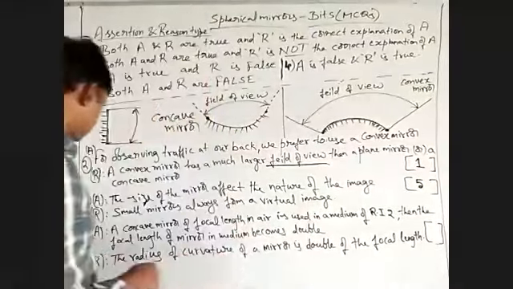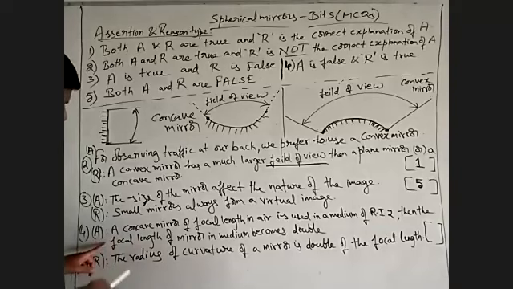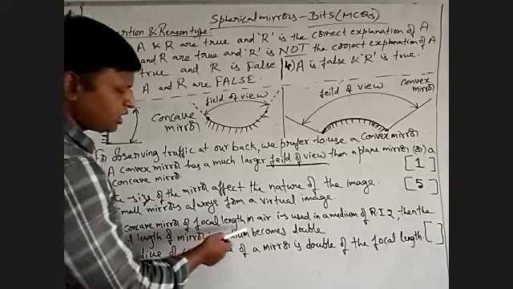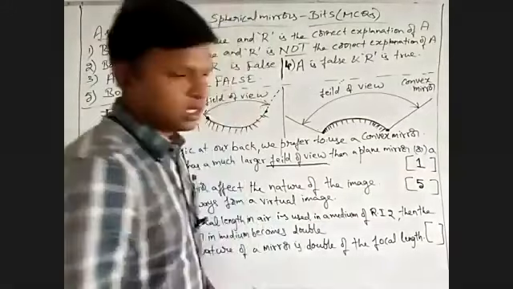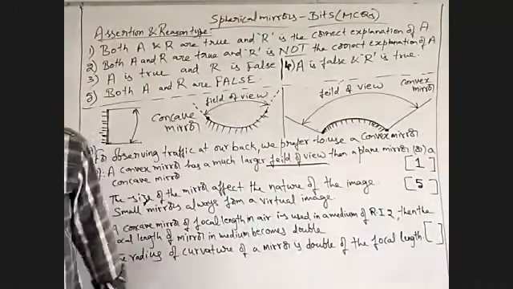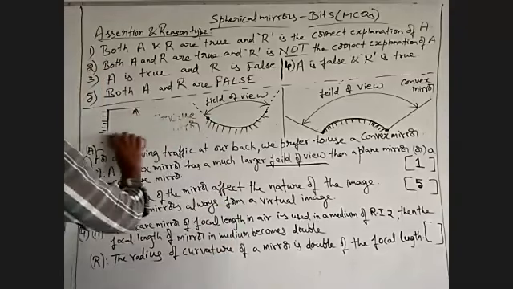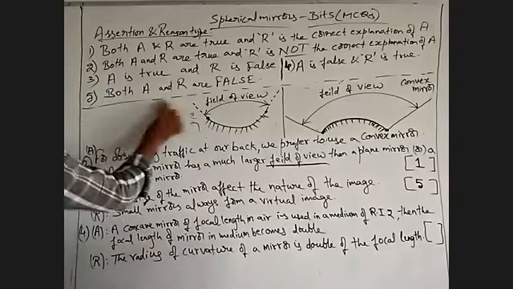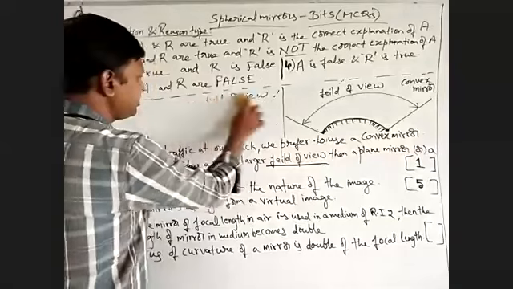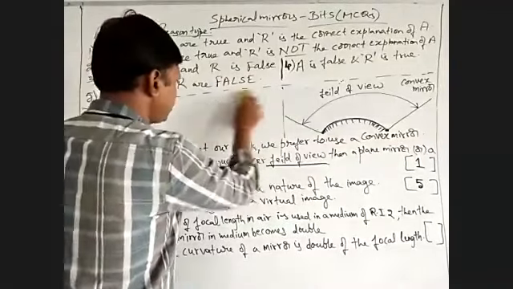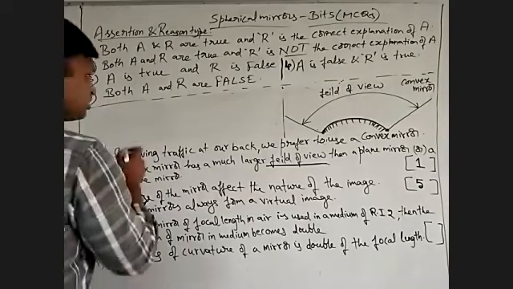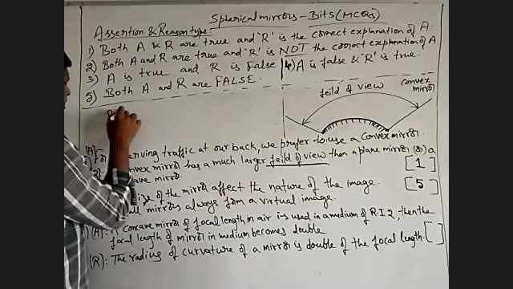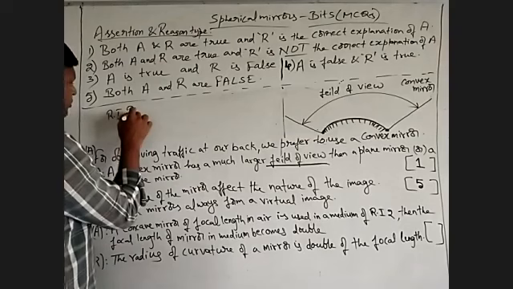That's all. So let us come to this one. Here, a concave mirror of focal length in air is used in a medium of refractive index. Refractive index is another new word for you. The actual meaning of refractive index is that it is nothing but the ratio of the speed of light in one medium to another medium. So what does refractive index mean?